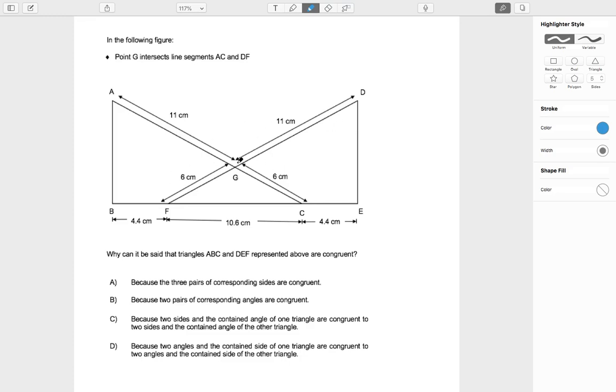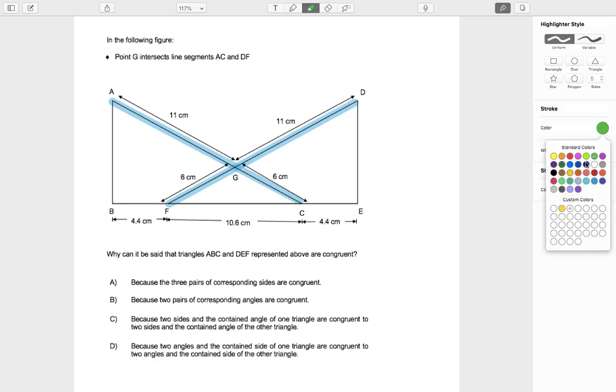I see that from G to D and G to A, we have the same 11, which means that this whole length, given that GC is 6, would be 17. So I'm going to make that line I know is the same as the length of this one, 6 and 11. Those are two similar things. And then I can see the same thing over here, that from C to E and B to F, I have this 14.4. So those two sides are the same length.